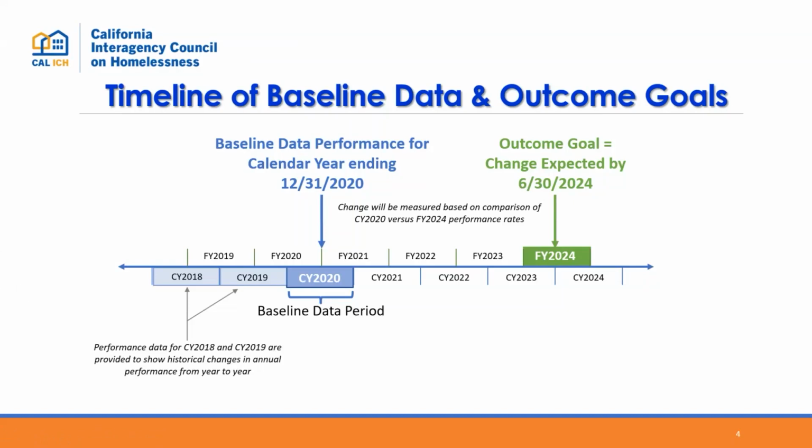The outcome goal should reflect the amount of achievable progress, either in terms of counts or percentage point change, that you expect to see when comparing performance from FY 2024 with CY 2020. We recognize that CY 2020 data was impacted by the pandemic, but you may find it helpful to review the past performance for 2018 and 2019 to see your historical annual level of change.